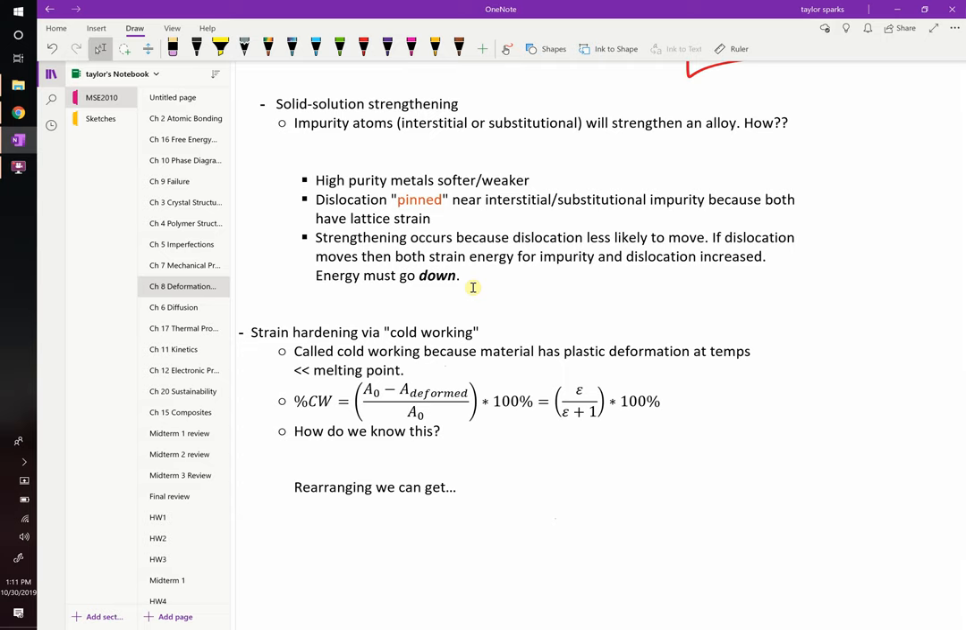Okay, why again are impurities important for strengthening a material? Anybody? Chase, what do you got? Yeah.